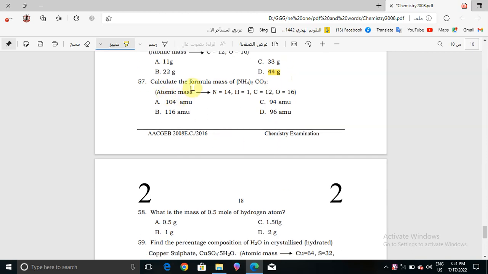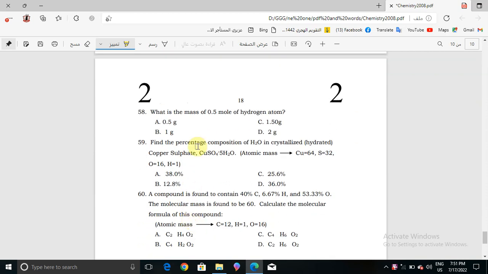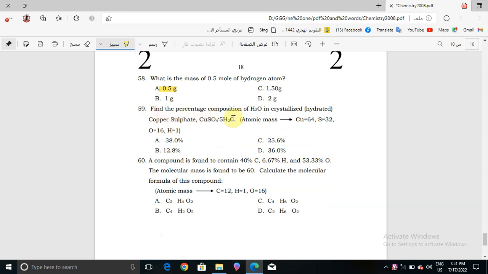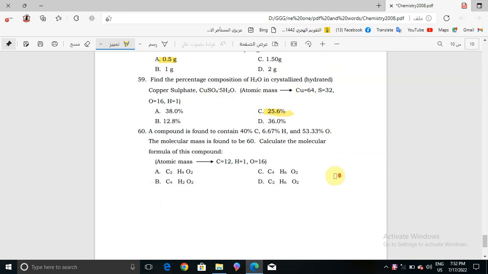Now question number 57, calculate the formula mass of (NH4)2CO3. It will be 96 AMU. Now question number 58, what is the mass of 0.4 mole of hydrogen atom? The correct answer for question number 58 will be 0.5 gram, the same thing. Okay, in question number 59, find the percentage composition of H2O in crystallized hydrated copper sulfate, CuSO4 times 5H2O. The atomic mass is given also, so the correct answer will be what? 25.6%.